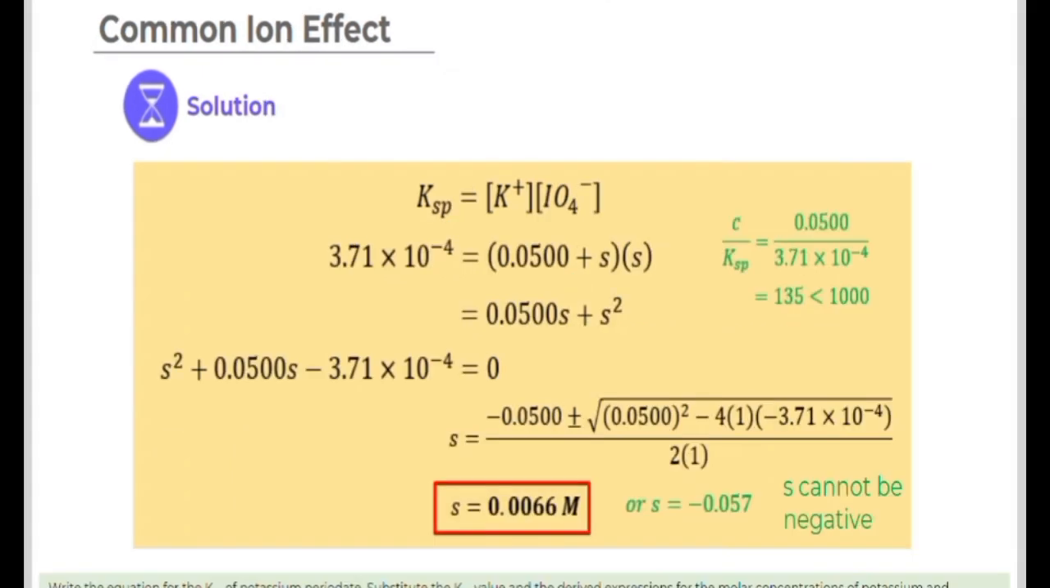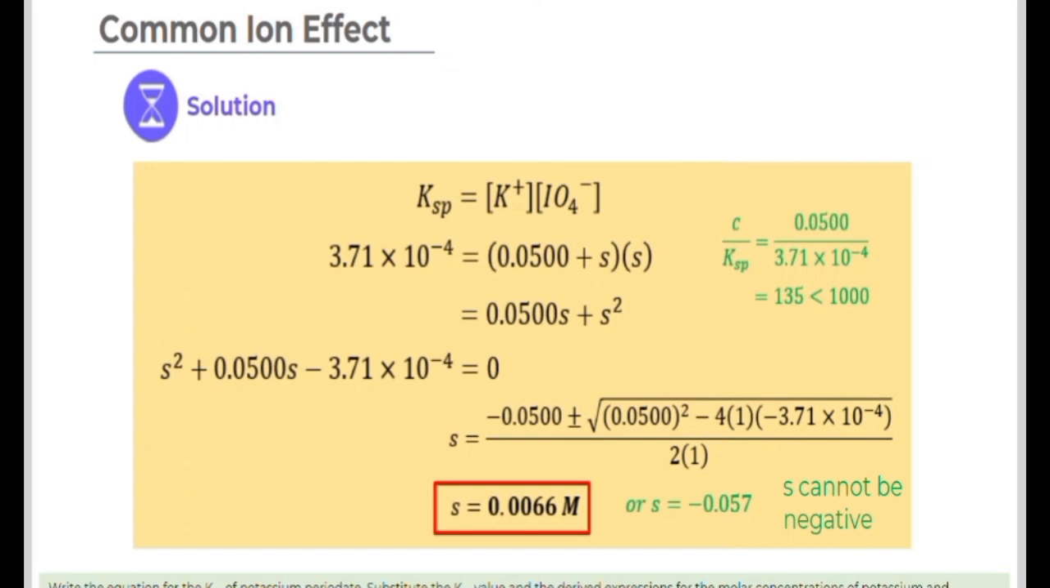Write the Ksp equation of potassium periodate. Substitute the derived expressions for the molar concentrations of potassium and periodate ions. To determine if S added to 0.0500 can be neglected, divide 0.0500 by the Ksp value. Since the answer is less than 1000, we cannot neglect the added S.